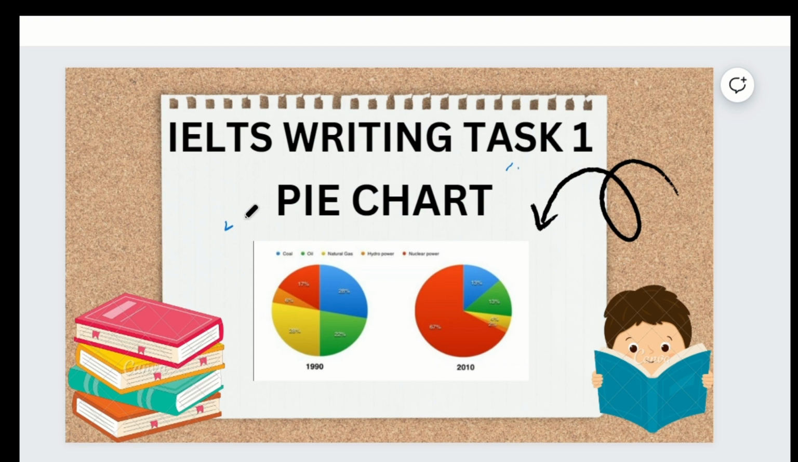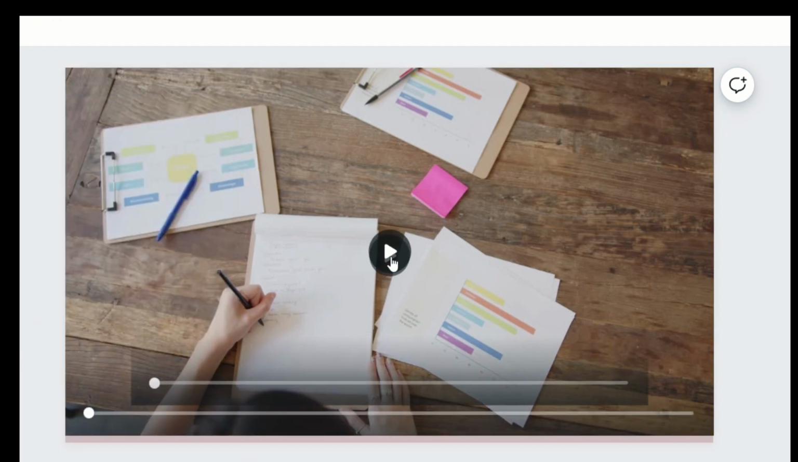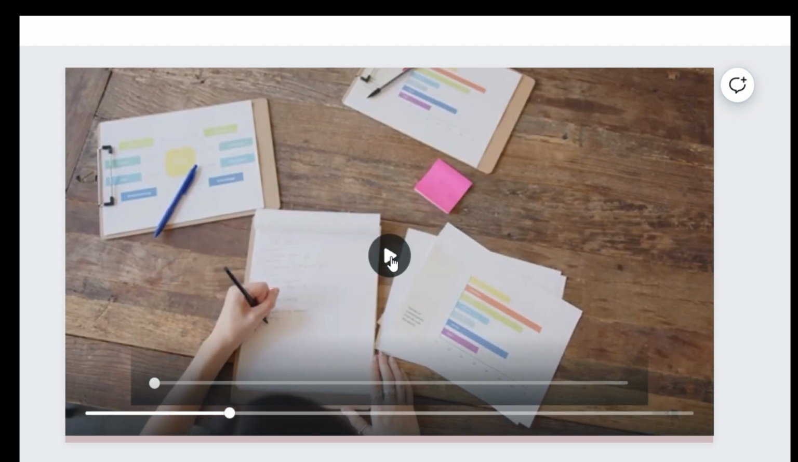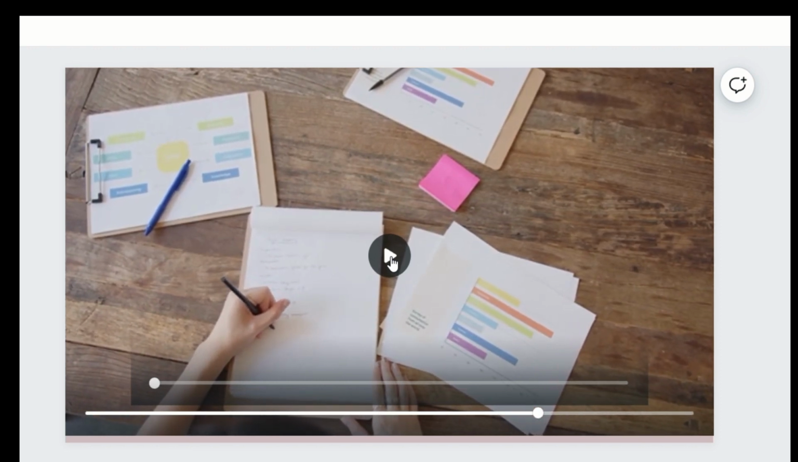What is the strategy to solve a pie chart? First, you should know the word limit. The word limit for Writing Task 1 is 150 words. You have to write at least 150 words, in 4 paragraphs, and it consists of 3 bands.